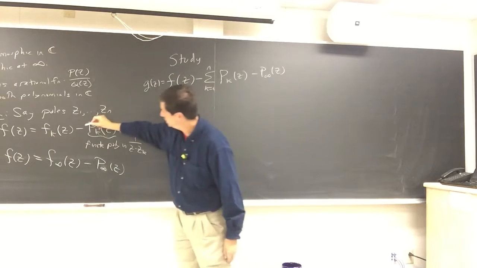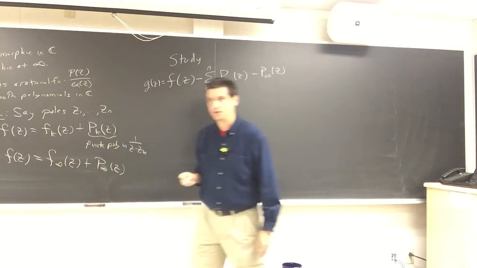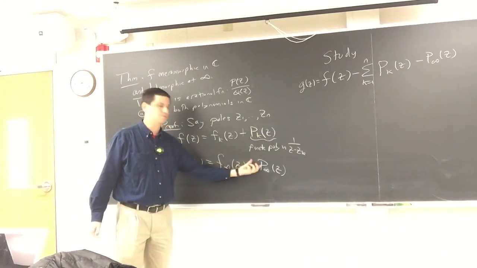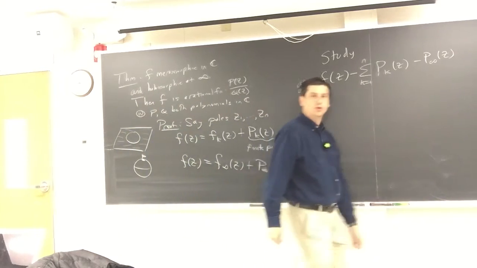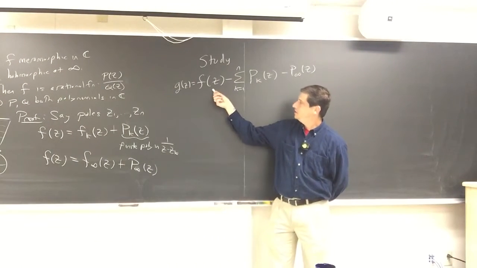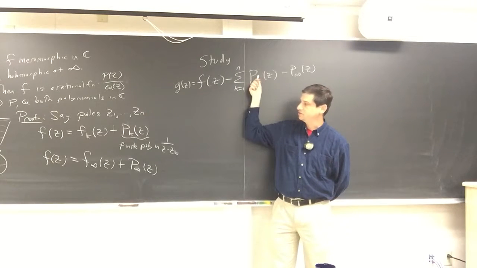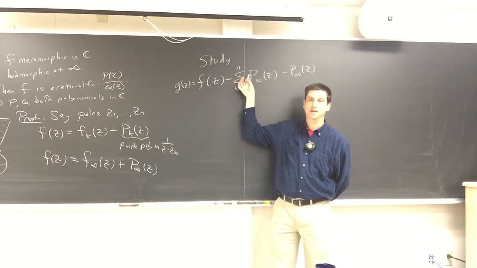Oh, I'm sorry, this should probably be a plus sign. These should be plus signs, sorry. Because I want to write it as something nice plus the part that blows up. So what I'm now looking at over here is if I put in z equals zk, these two parts are going to cancel, and that'll look like fk of zk, which will be nice.